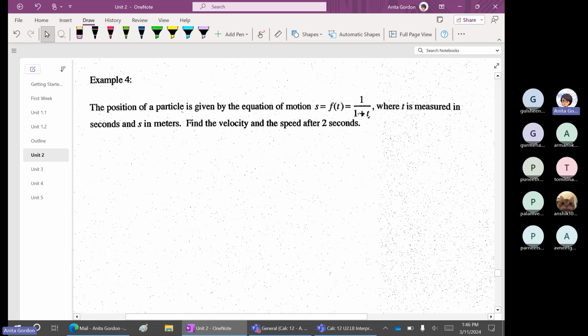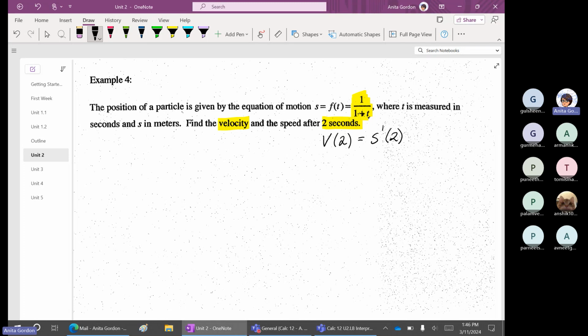The position of a particle is given by 1 over 1 plus t, where t is a measure in seconds and s is the measure in meters. And we want to find the instantaneous velocity after 2 seconds. So essentially, we want to find v of 2, which is the same thing as s prime at 2. Right?